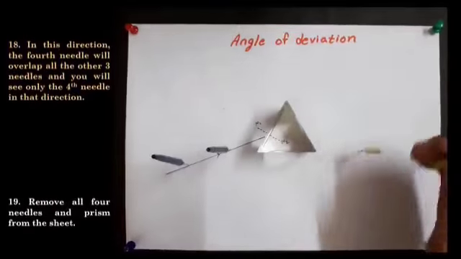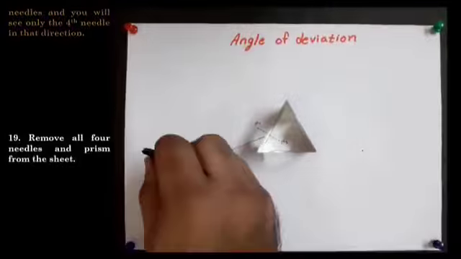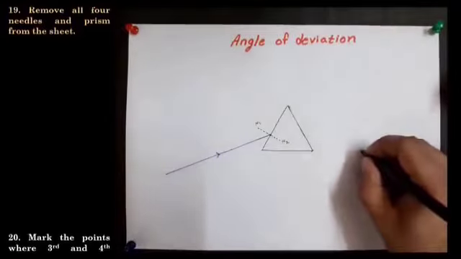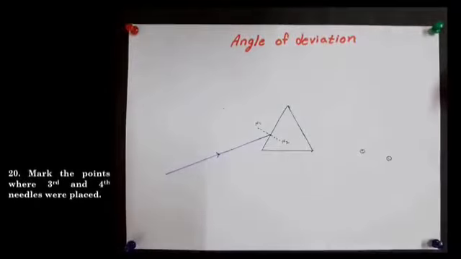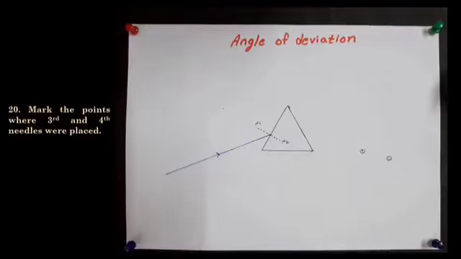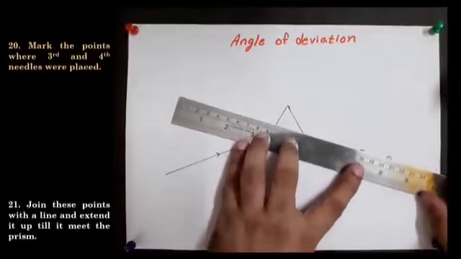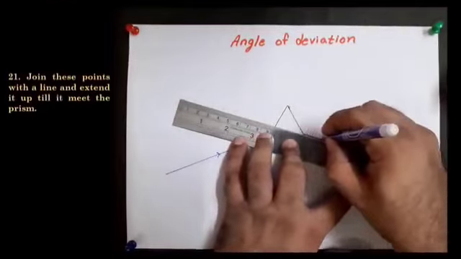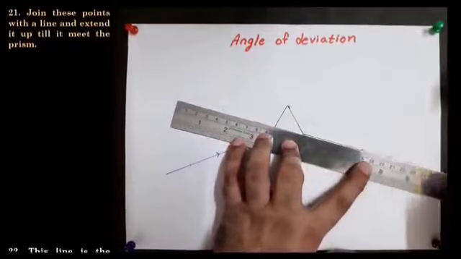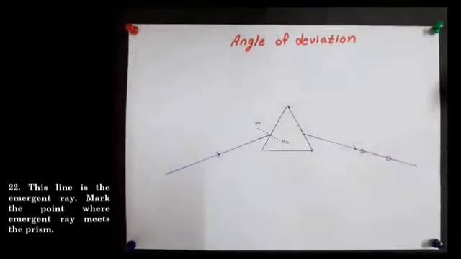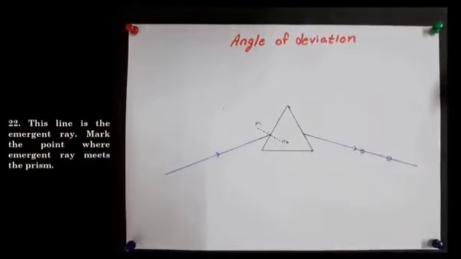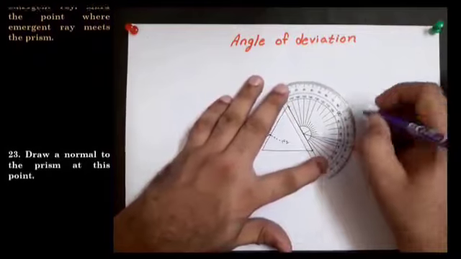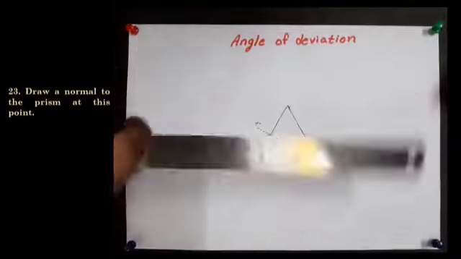Remove all 4 needles and the prism from the sheet. Now mark the points where the 3rd and 4th needles were placed. Join these points with a line and extend it to the prism. This line is the emergent ray. Mark the point where the emergent ray meets the prism. Draw the normal to the prism at this point.